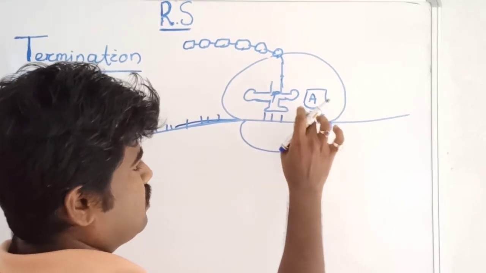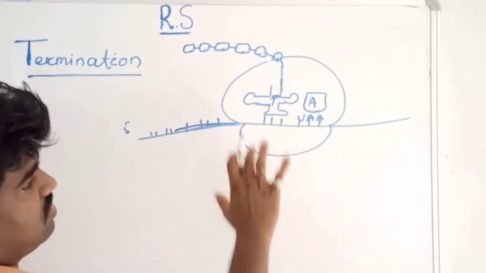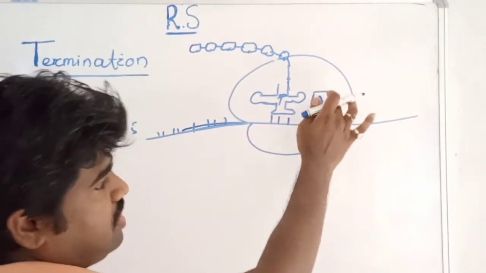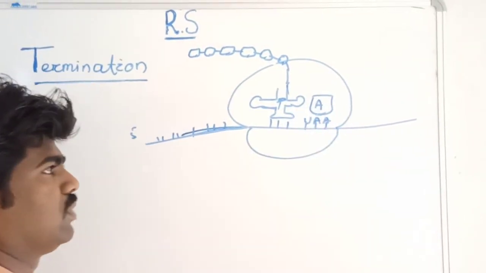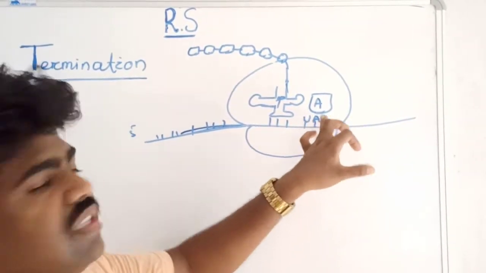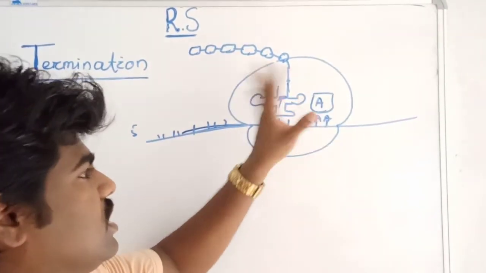Let the termination codon be UAA, right? And at this stage, no tRNA will come and attach to the A site of the larger ribosomal subunit, because no tRNA anticodon is complementary to this stop codon. So the process of termination occurs here.